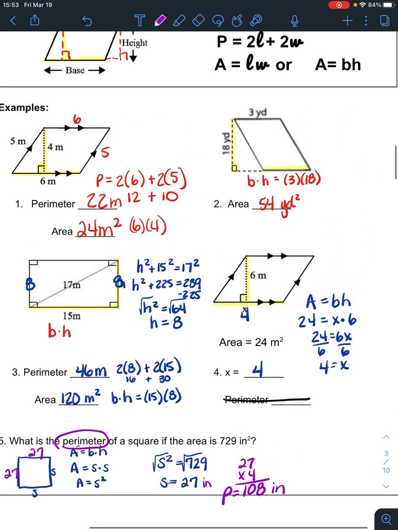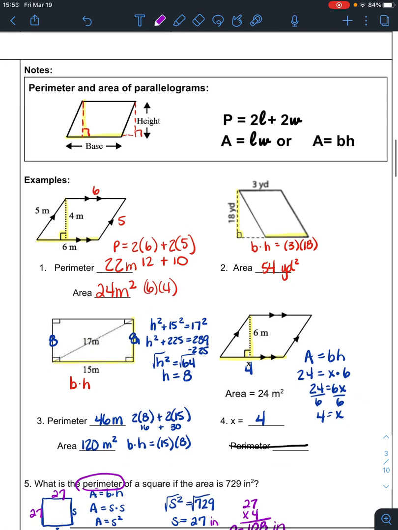So it's important. I know right now we're only using one shape, but when we start using multiple shapes, go find the formula and write it down, and then plug in the pieces that you have so that you can figure out how to find what you need. Most important thing is the base and the height are always perpendicular to each other.